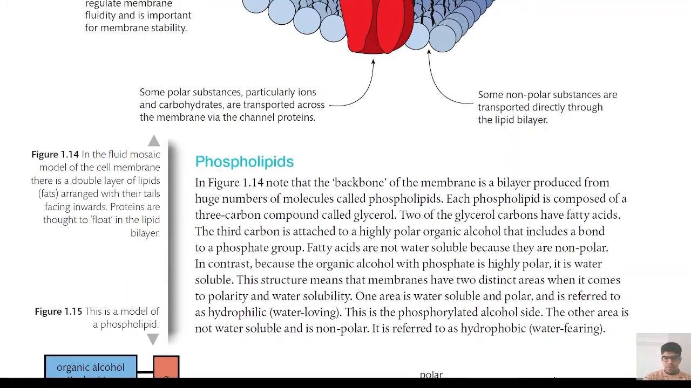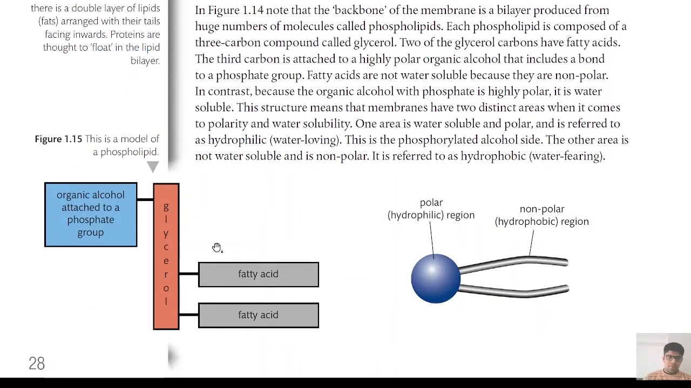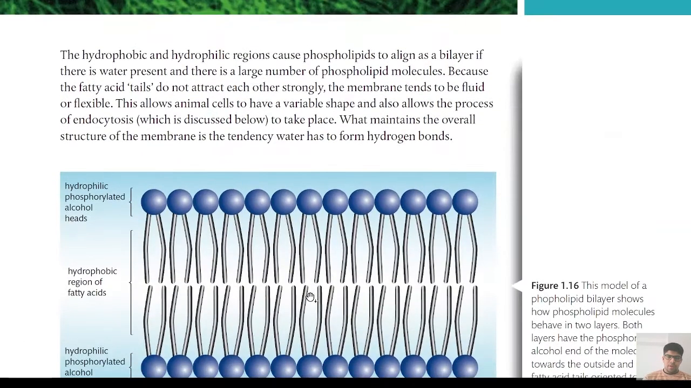One area is water soluble and polar and is referred to as hydrophilic, water loving. Hydrophilic is water loving and hydrophobic is water fearing. This is the phosphorylated alcohol side. The other area is not water soluble and is non-polar. It is referred to as hydrophobic, that is, water fearing. And here we have the model of a phospholipid, with the organic alcohol attached to the phosphate group. The glycerol and fatty acids are connected like this, and the polar hydrophilic region is this, and the non-polar hydrophobic region is this.